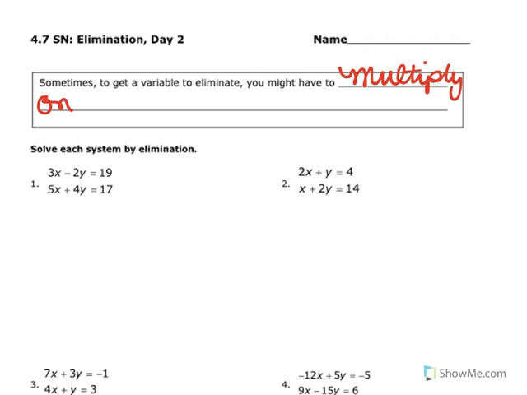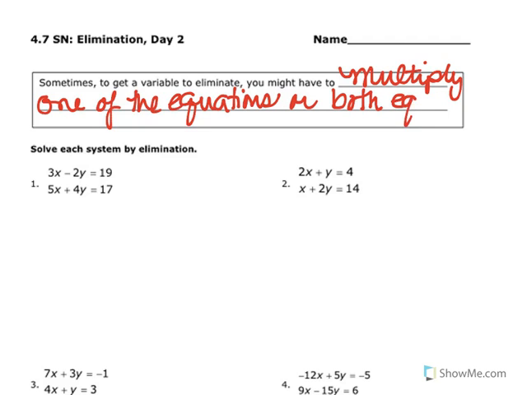one of the equations. And sometimes you might have to multiply both equations in order to get two opposites that will eliminate. So you'll see this as we do these examples. So let's look at the first example.